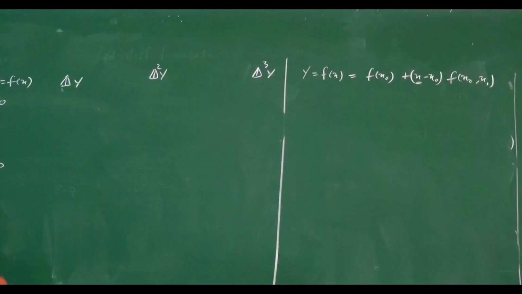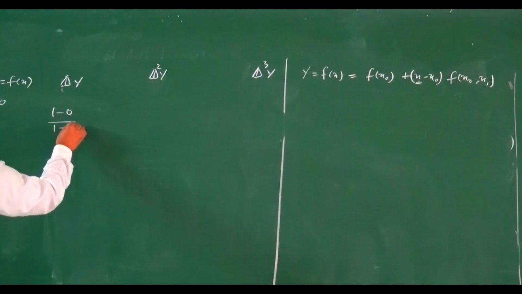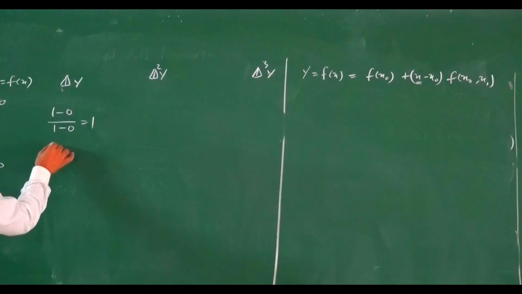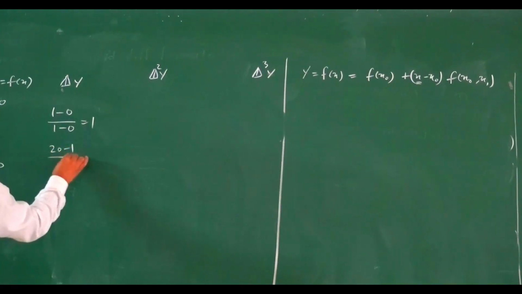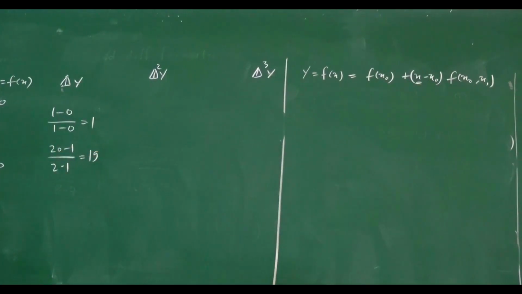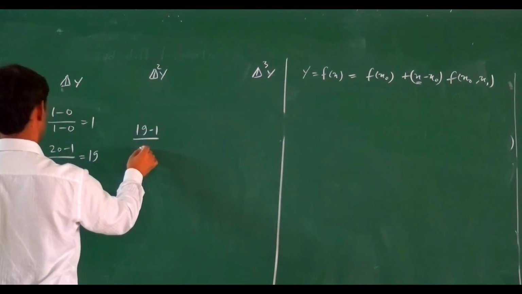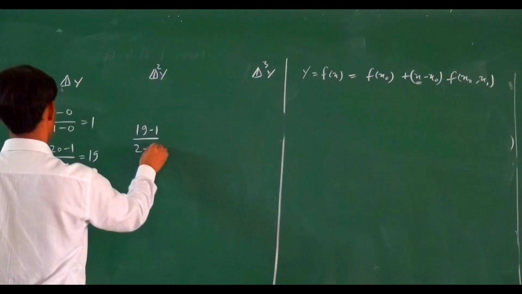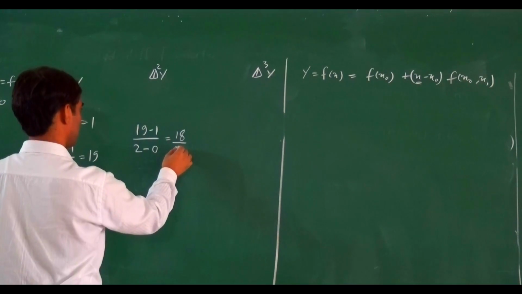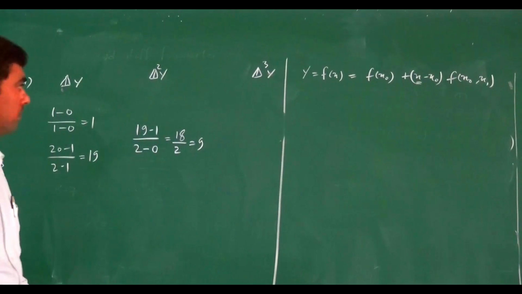So obviously, what is the first order divided difference? This one becomes 1 minus 0 divided by 1 minus 0, which equals 1. What is the second term of the first order divided difference? 20 minus 1 divided by 2 minus 1, which is 19. And the second order divided difference becomes 19 minus 1 divided by 2 minus 0, that is 18 by 2. The value for this one is 9.